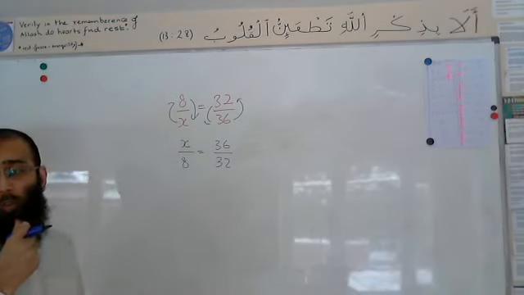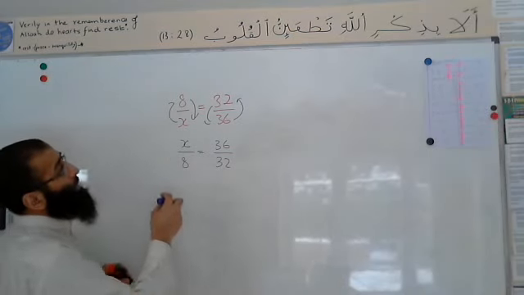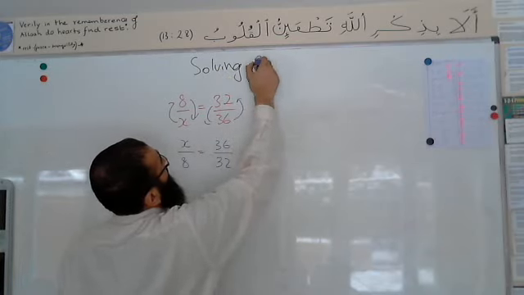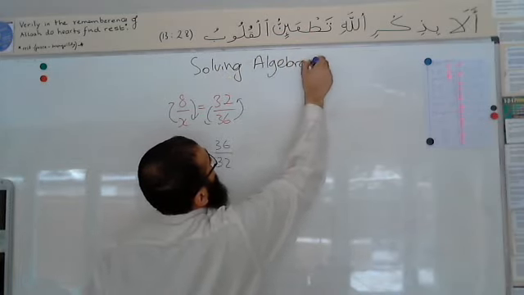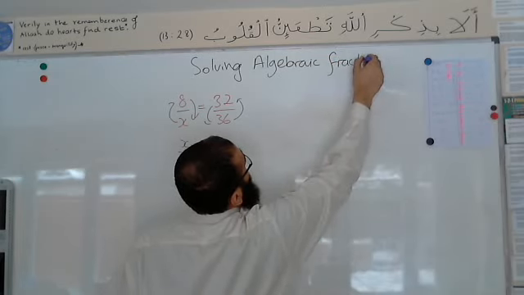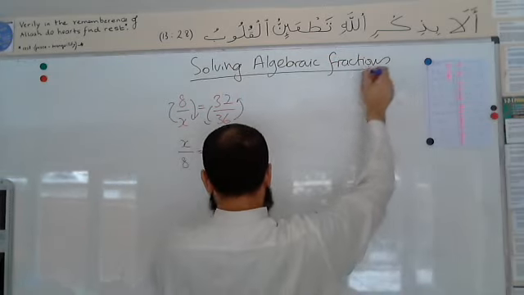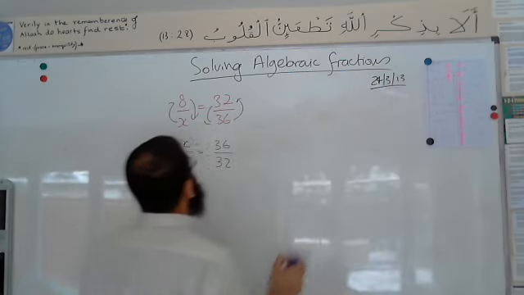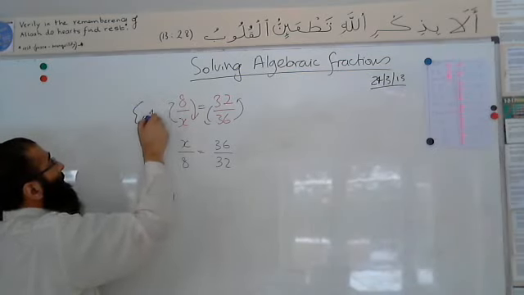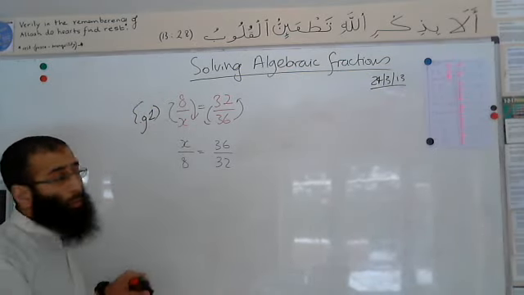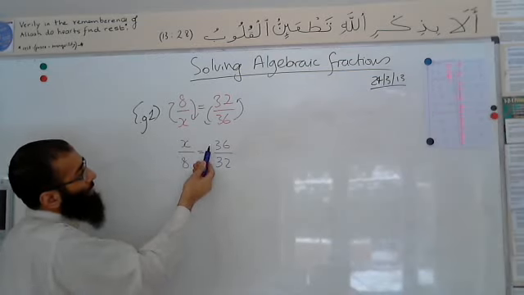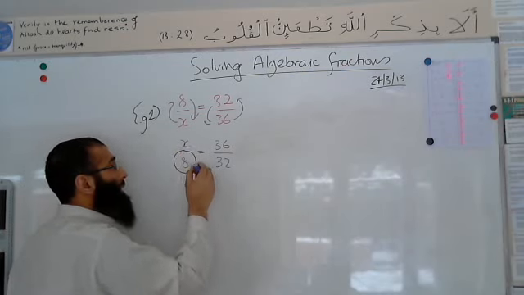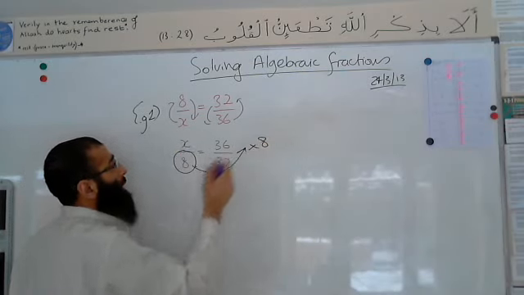Now, what we need to do, we need to make x the subject of the equation. So we are solving. Now, if you look over here, it says x divided by 8 is equal to 36 over 32. At the moment, leave that as it is. And the opposite of divide by 8 is times by 8.